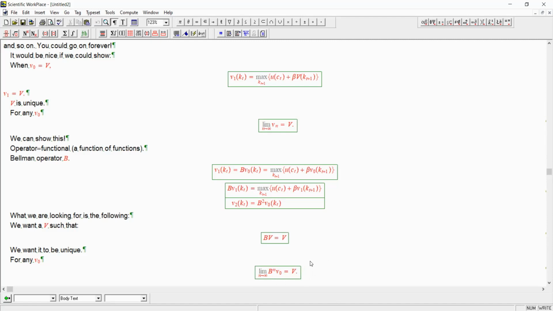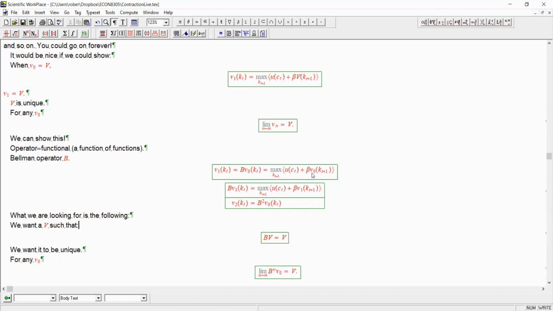Why is this useful? It's useful because rather than dealing with sequences of functions, now what we can do is instead focus on the properties of this thing, the Bellman operator. And that is going to turn out to be much simpler. What we're going to show is that this Bellman operator B is a very particular kind of function. What we're going to show is that there's a sense in which it squeezes the space of functions together.